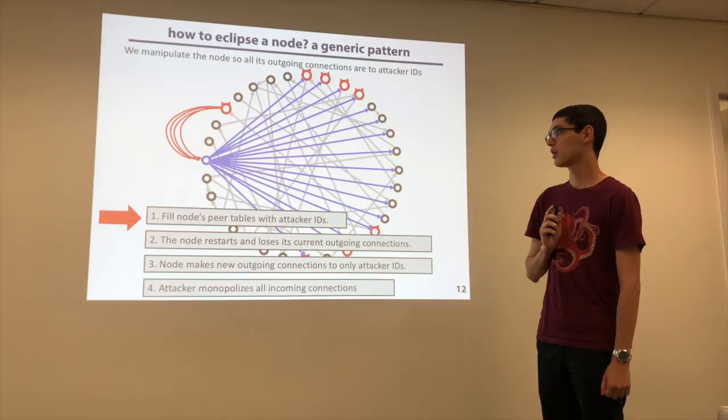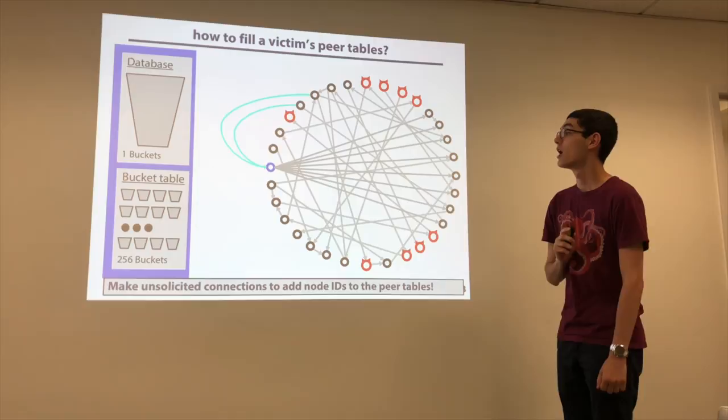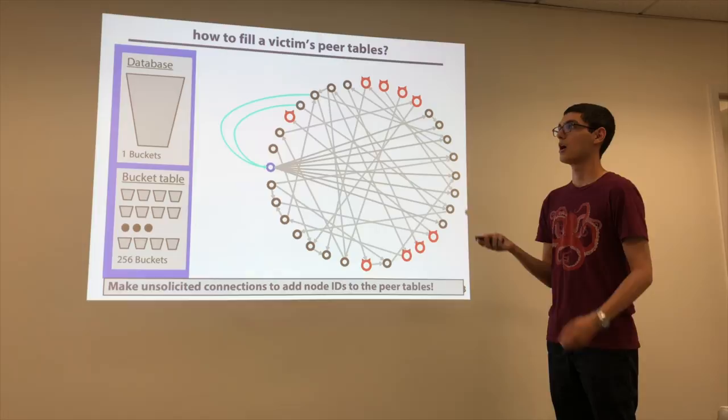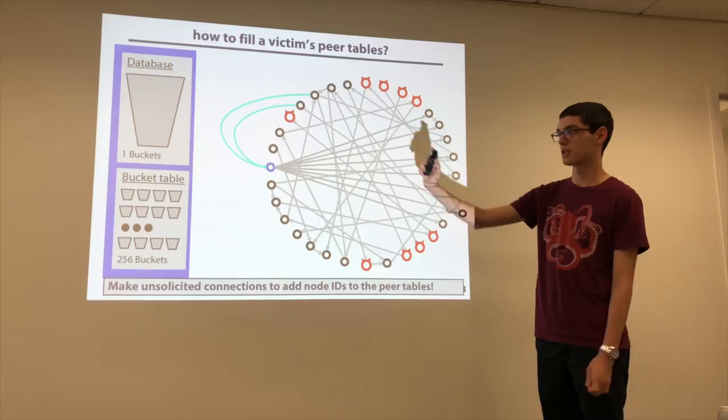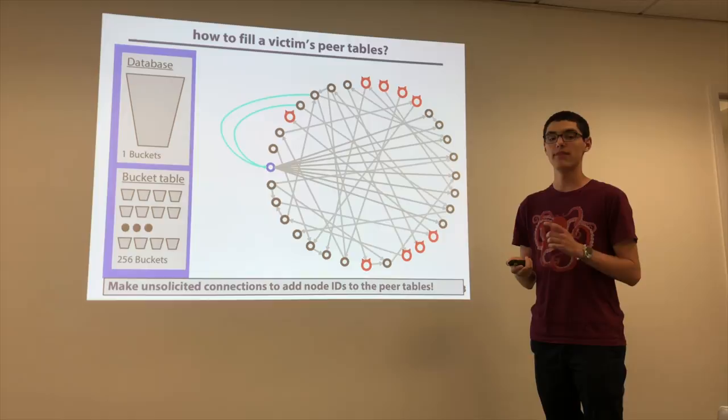How exactly do you fill the node's peer tables with attacker IDs? So let's look at Ethereum. In Ethereum, you have two peer tables, the database and a bucket table. The database is persistent storage. The bucket table is actually reset every run when the node starts up. And the important part is filling the bucket table, because it's the bucket table that's used to create the outgoing connections. These are the nodes that the Ethereum node asks for peers, for more neighbors to connect to.